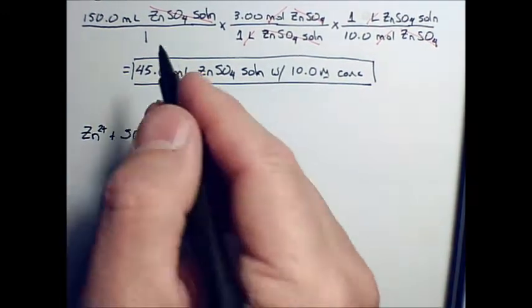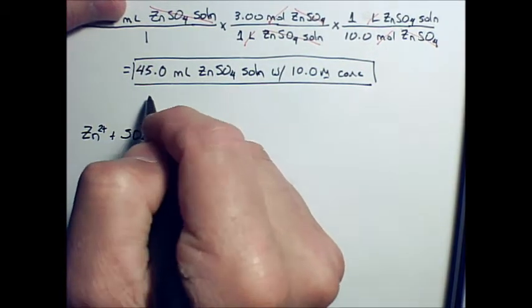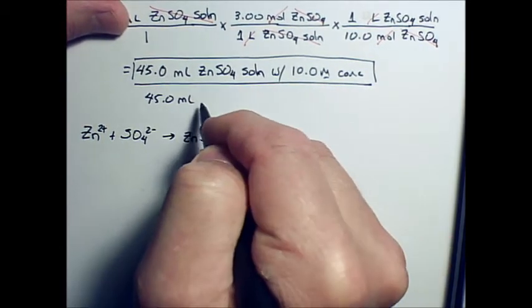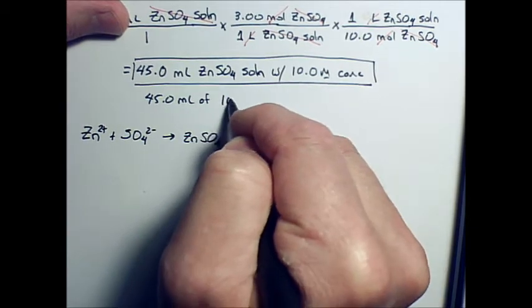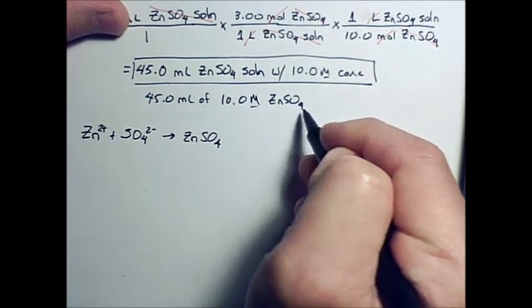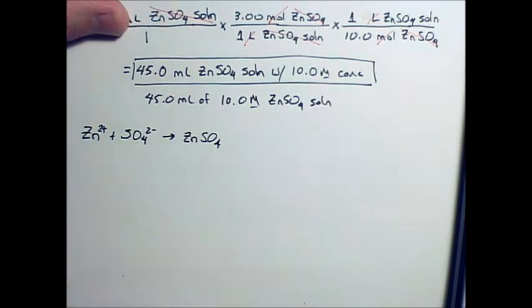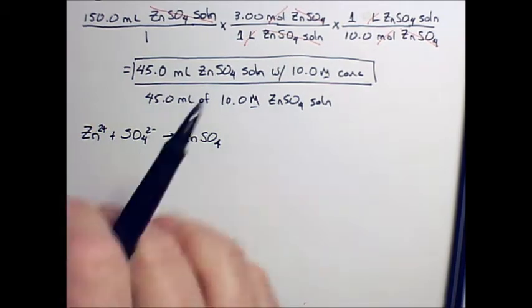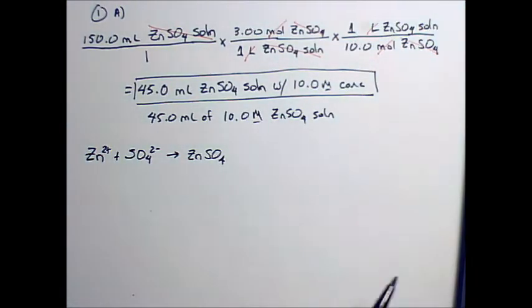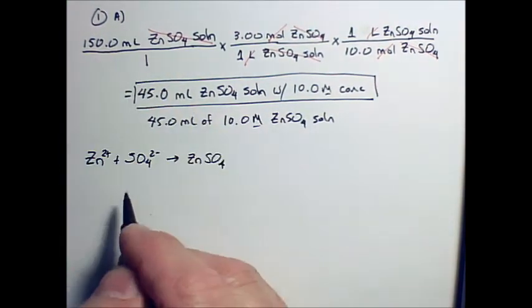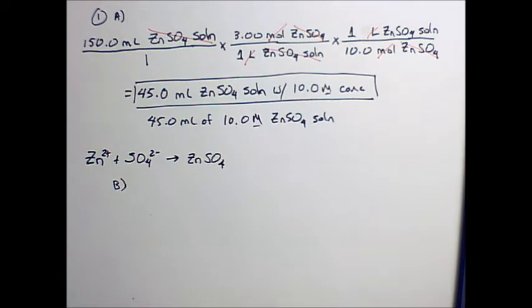Probably the most likely way you would see this written would be 45.0 milliliters of a 10.0 molar zinc sulfate solution. I thought those were the ones where you had to add the statement. Well, that would be the next question. That's where B is, right down here. So B here is explain how you perform the dilution. That was A. B down here: how would you perform the dilution?